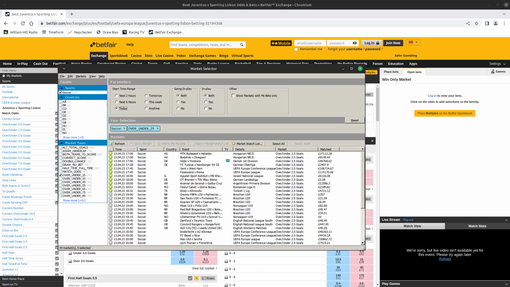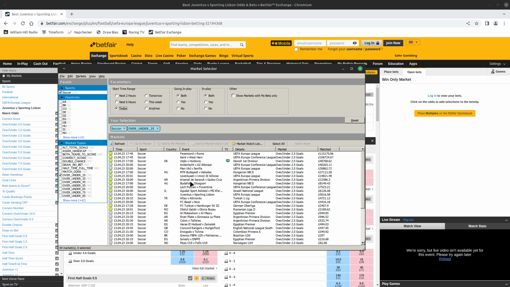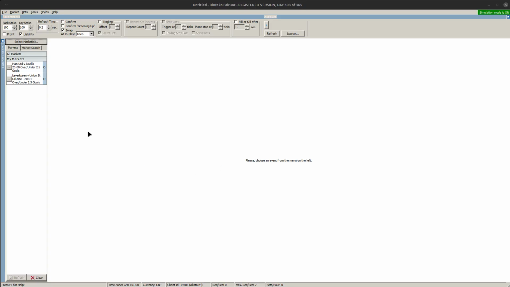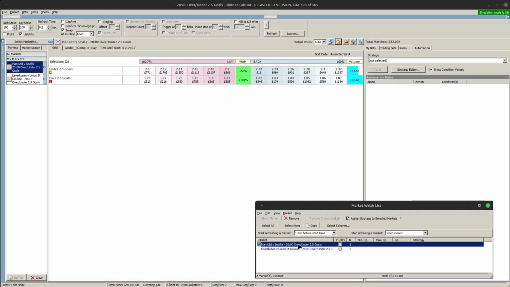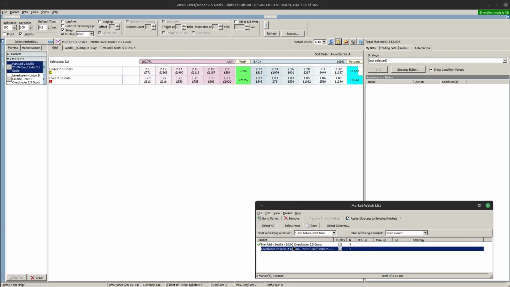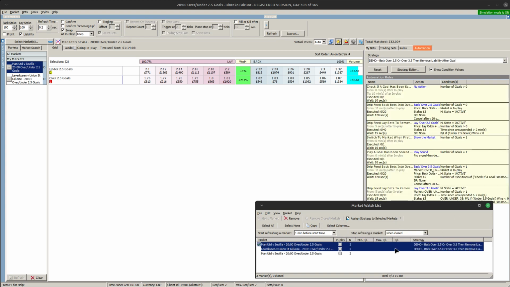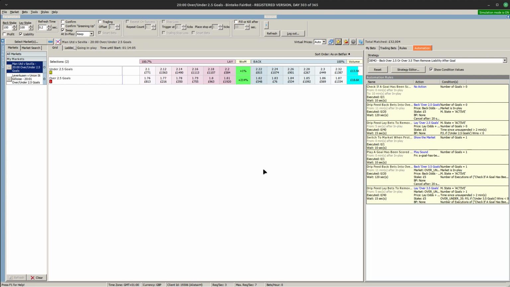So if we just pick up the market selector, we want to add in, switch that a little bit, Manchester United, where are you? There we go, and Leverkusen. So we have to add those to my markets, add them to the watch list, and we can get rid of that. Okay, another thing we want to do is to add the strategy to these two, which is this one here. So we can close that out of the way.